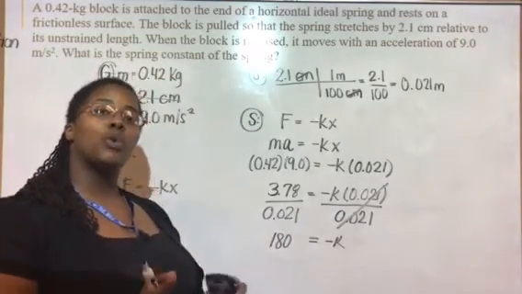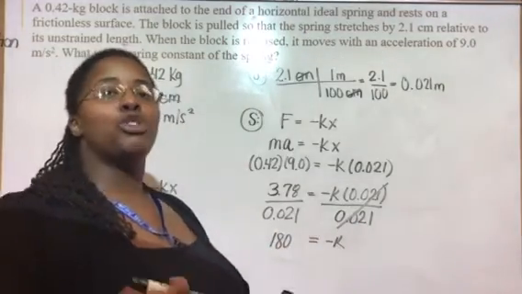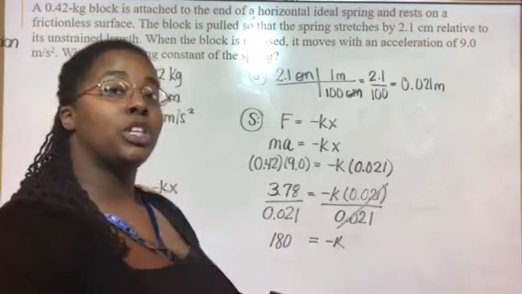Now, what does the negative sign mean? Remember, we're dealing with those quantities that are vectors. So it's telling you that you're pulling that object back. So it's traveling opposite the direction that it was originally going in.